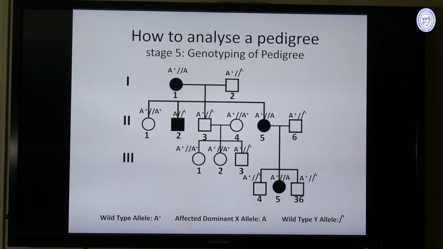But in this case, these 4, 5, 6, sorry, it should be 6, the middle one, the daughter gets the X chromosome from her mother and thus gets the affected allele and should be A plus A.